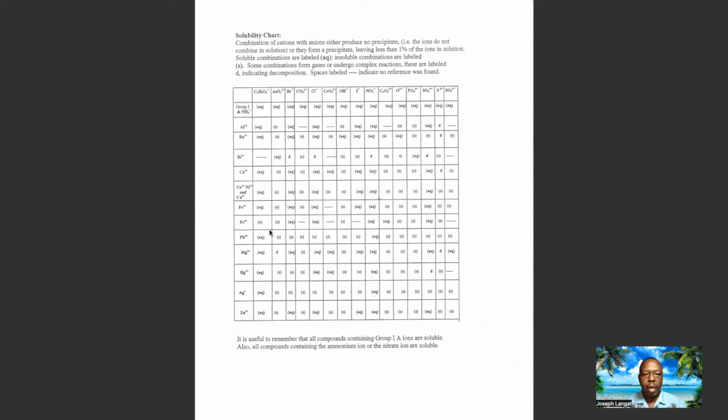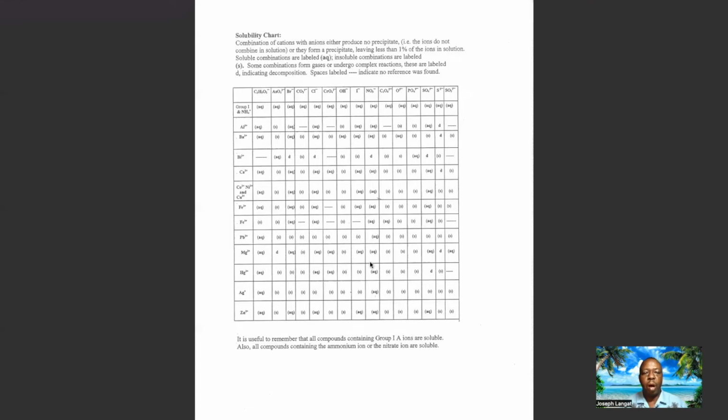I can have something else. Let's say, for example, barium with carbonate right here. I know it is insoluble. Calcium with chloride: calcium is here and chloride is here. They intersect, it's aqueous. Decomposing means it doesn't even last. As soon as it forms, it may just decompose and break down. For the most part, you will be focusing on the precipitate.